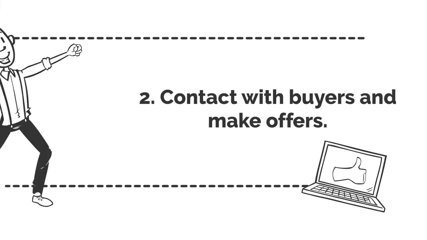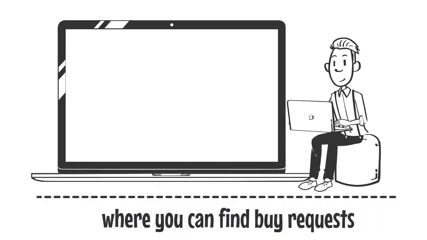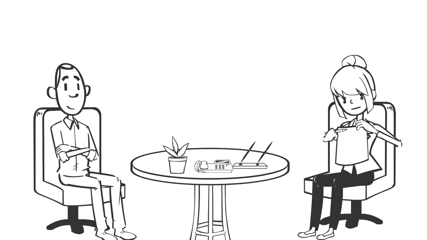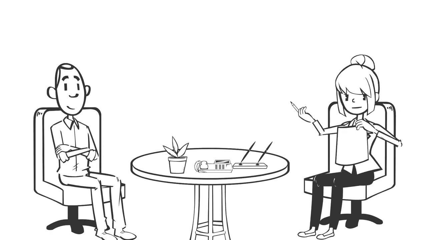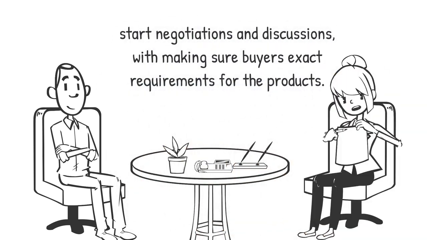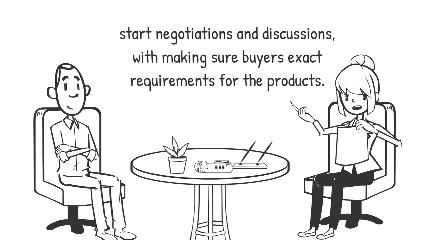2. Contact buyers and make offers. You start contacting potential buyers from overseas. First, you should make sure where you can find buy requests. To find the right marketing channels, it is important to understand export marketing. Then you start approaching potential buyers. In this export procedure, your lesson is to validate serious buyers. With serious buyers, you should start negotiations and discussions, making sure of the buyers' exact requirements for the products.